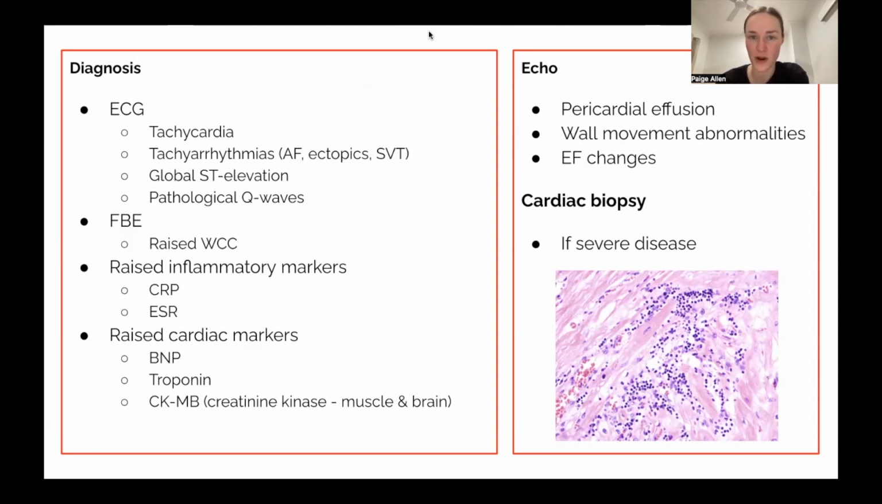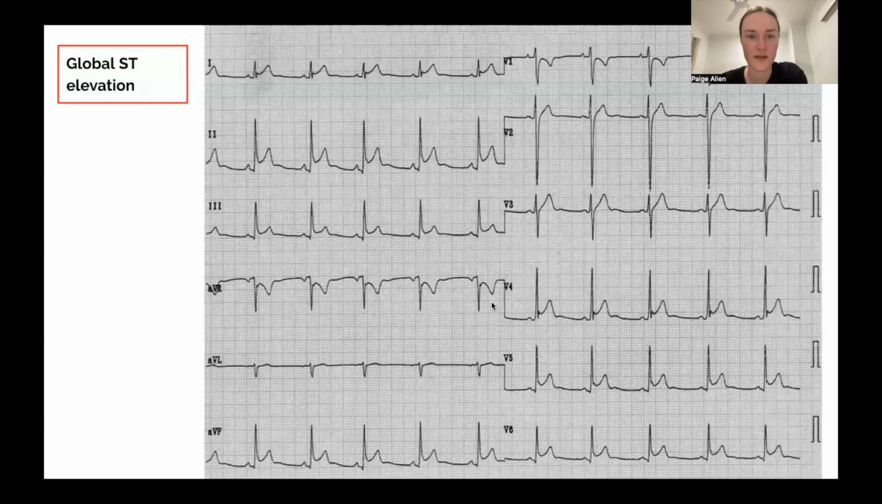When you have myocarditis, you can also get abnormalities in the wall movement because of the inflammation of the heart muscle. So you want the echo for that. If it's super severe, sometimes you might do a cardiac biopsy, and you can see all the inflammatory cells at work there. So this was us talking about, on the ECG, getting that global ST elevation.